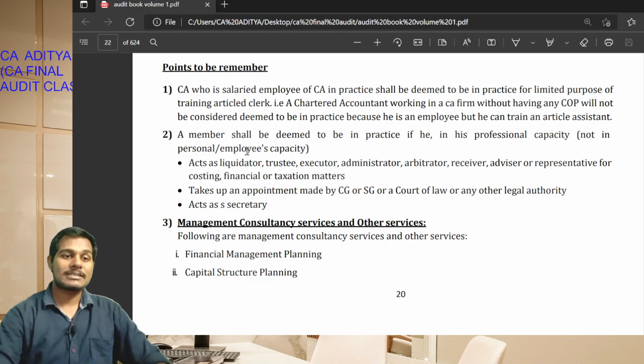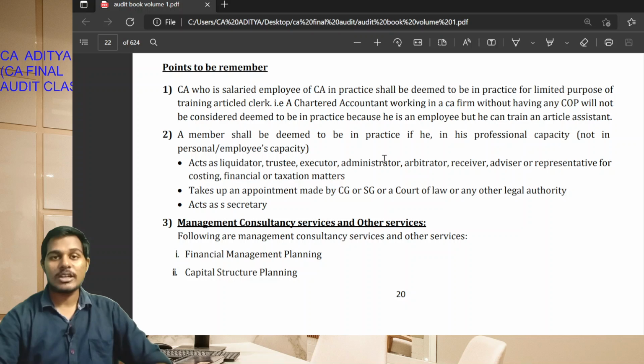A member shall be deemed to be in practice if he acts in a professional capacity, that is, not in a personal or employee's capacity. He acts as a liquidator, trustee, executor, administrator, arbitrator; even though he is performing his duty, he does so in his professional capacity. If he acts as a liquidator or receiver or arbitrator, then he will be deemed to be in practice, or if he has taken up any position with the central government, state government or any other authorities.